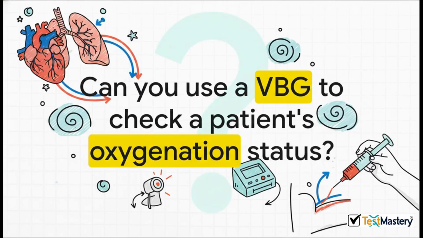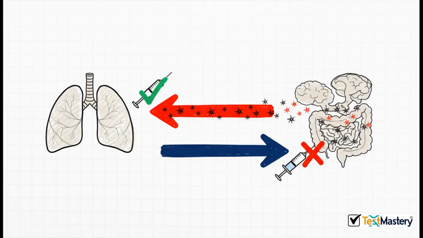Now, think about this. It's a common scenario. You've drawn a venous blood gas, or a VBG. A colleague asks if the doctor can use that result to check how well the patient is breathing and getting oxygen. Is that valid? What do you think? The answer is a hard no.